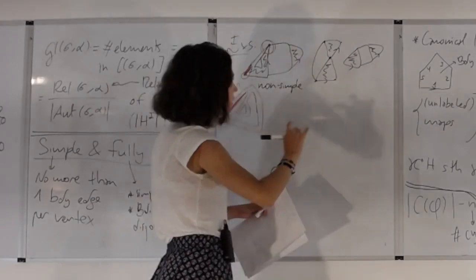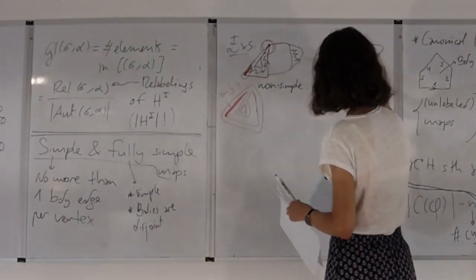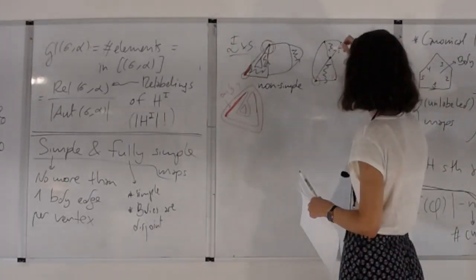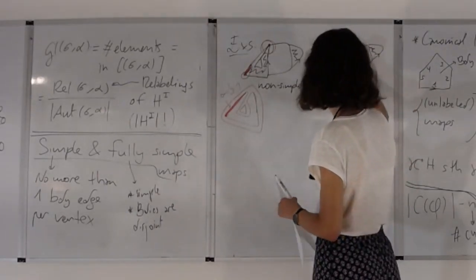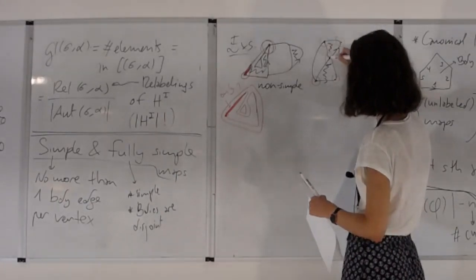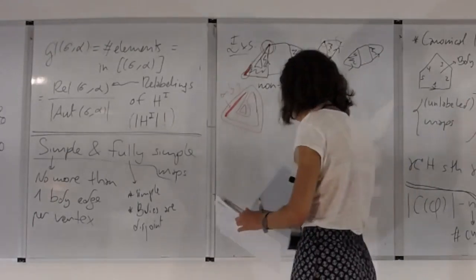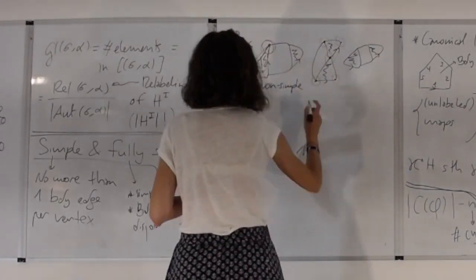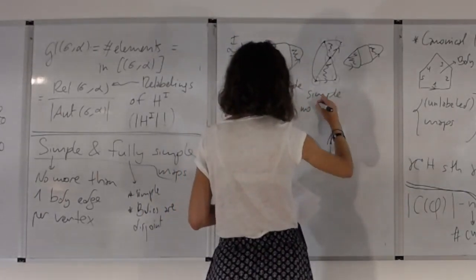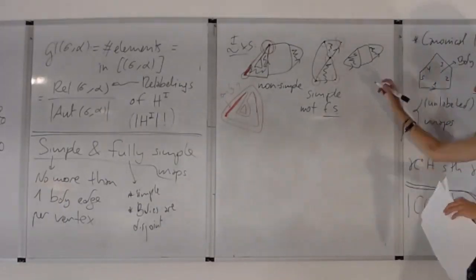Then this one, all the vertices are simple. They all have exactly two edges belonging to a particular boundary incident to it. But in this vertex, these two boundaries touch each other. So it's simple, but not fully simple. This is what I mean. Not fully simple. And this one is simple and fully simple, because they don't touch.